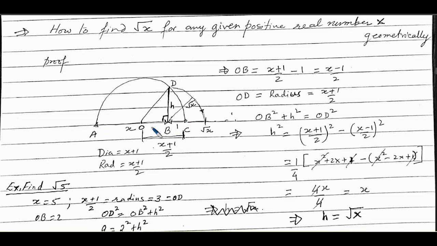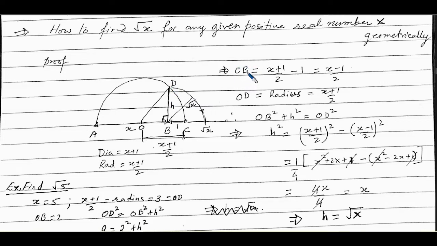So I take AC as the diameter. This is x plus 1, the diameter, so (x plus 1)/2 is the radius. So I take that radius and draw a semicircle here, and from this point B I draw a perpendicular line h. It intersects the circle here at point D.